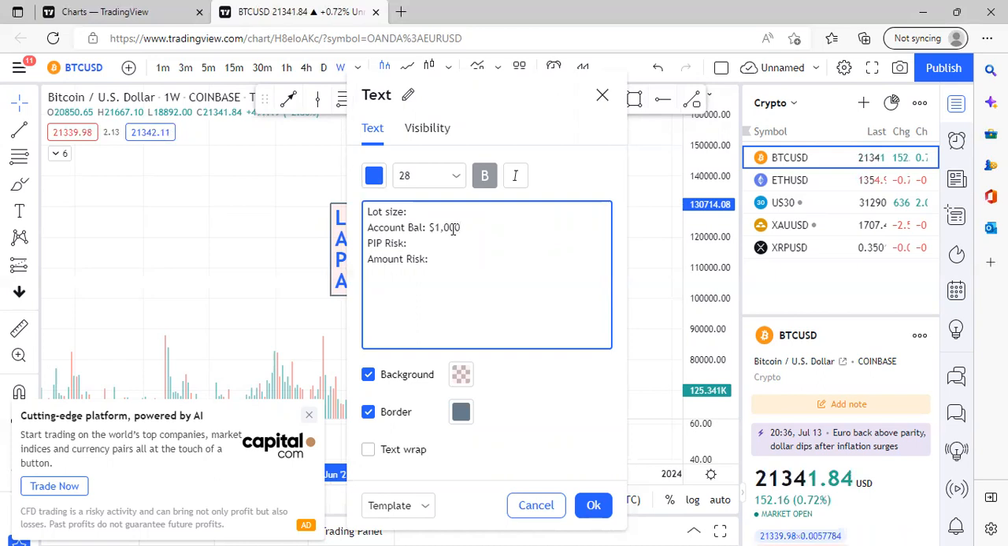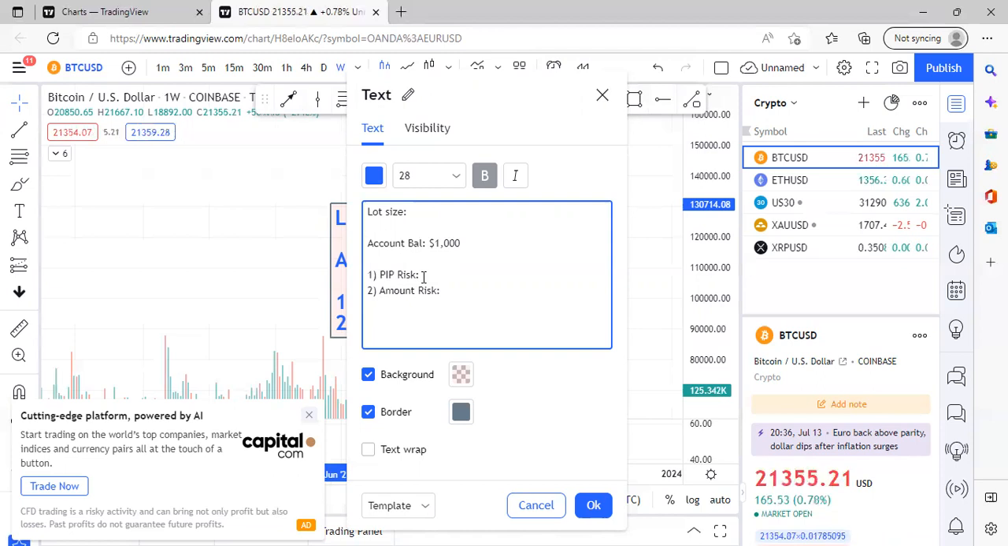Let's say, for example, the market goes against your analysis, how much are you willing to lose in the market? You need to understand these two things very well before you can even say you want to place a trade or enter a market. You need to understand the pips and the amount you are willing to lose or risk in the market.